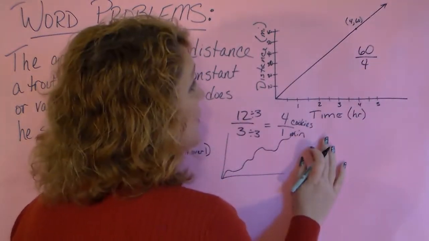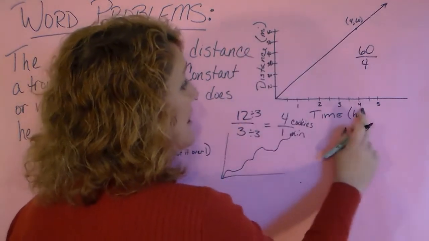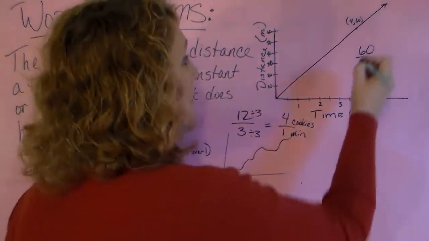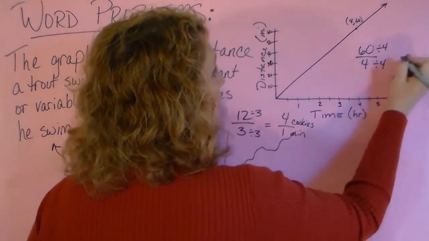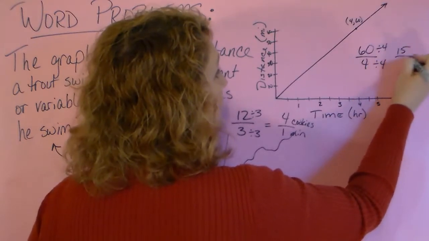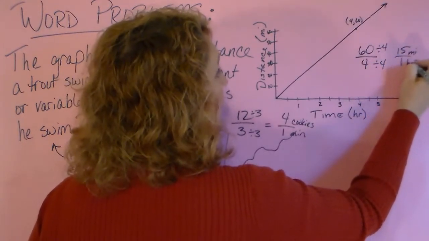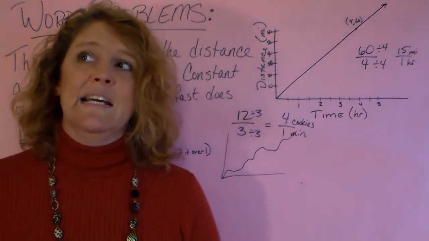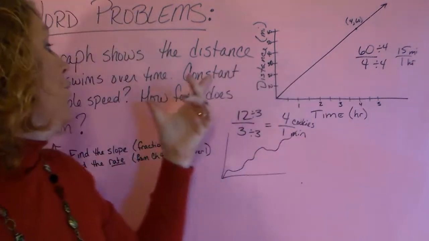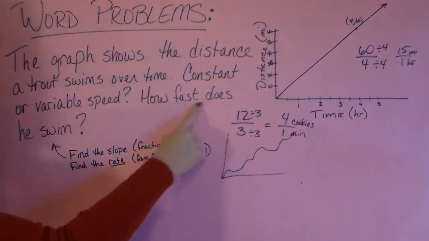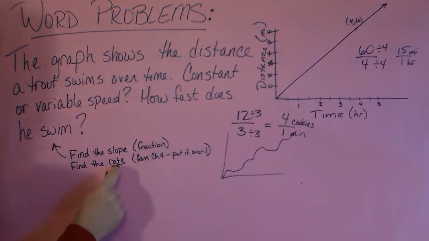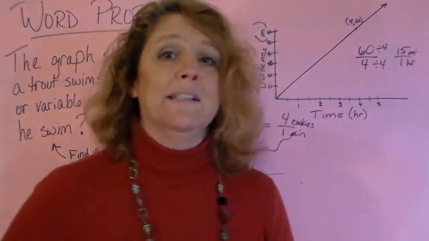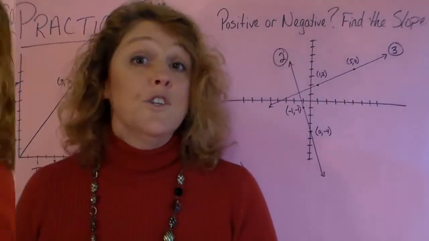So how fast does he swim? Well, he swims 60 miles in 4 hours, but I want miles per 1 hour. So I'm going to reduce both of these by 4, and I'm going to get 15 miles per hour. Again, it's being able to read the words and understand what it's asking. How fast does he swim is the rate, and knowing that that means rise over run, and run has to be 1. Okay? So, now it's your turn.